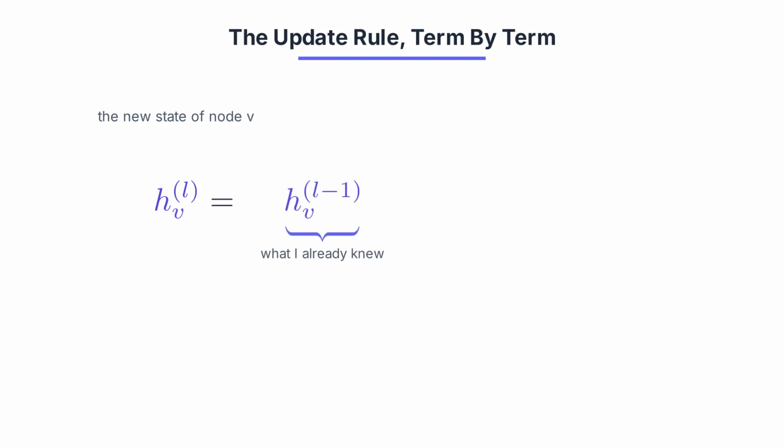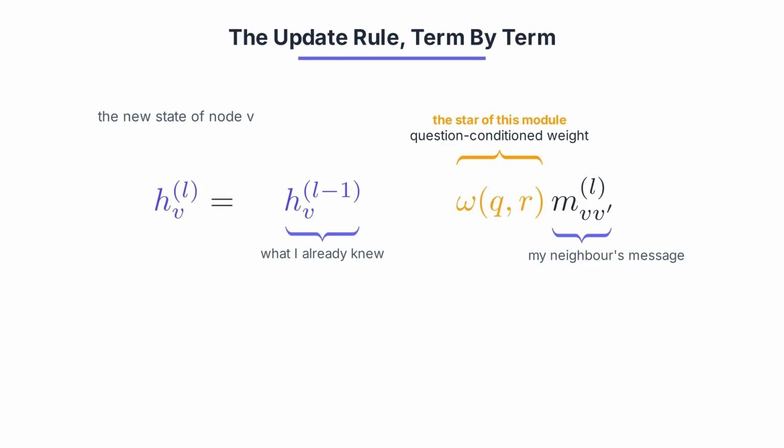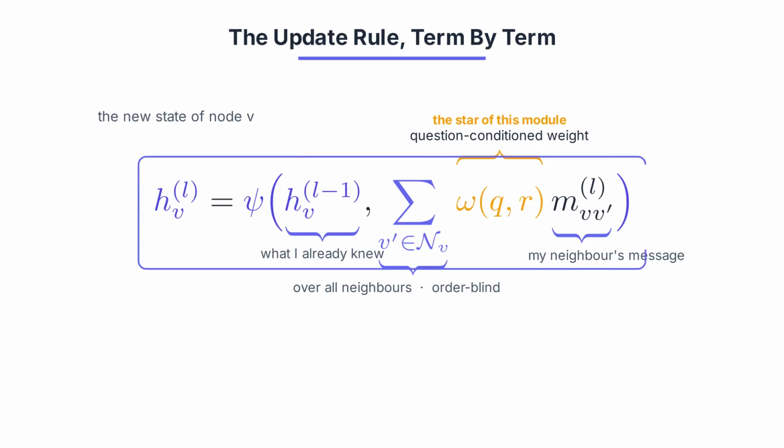Now, the very same thing in symbols, built one piece at a time. The new state of node V at layer L. Its previous state, which we deliberately do not throw away. The message arriving from each neighbor V prime. A weight, omega, which depends on both the question and the relation. Remember that term. It is the star of this entire module. A sum over all neighbors. And psi, the function that combines old self with new evidence.